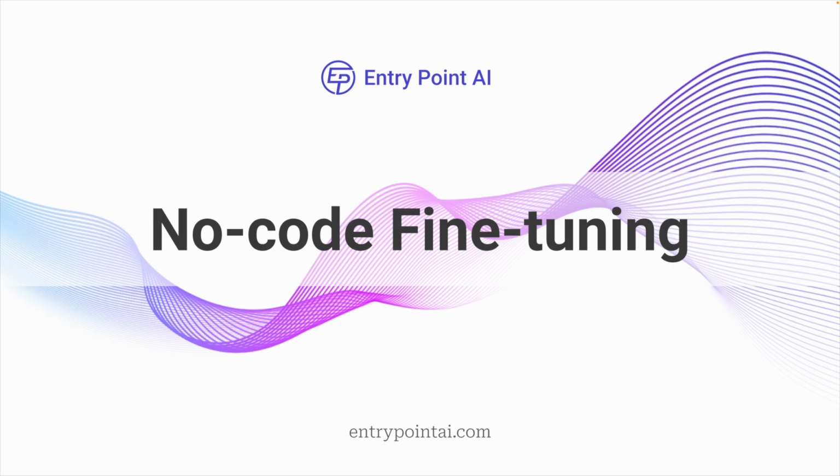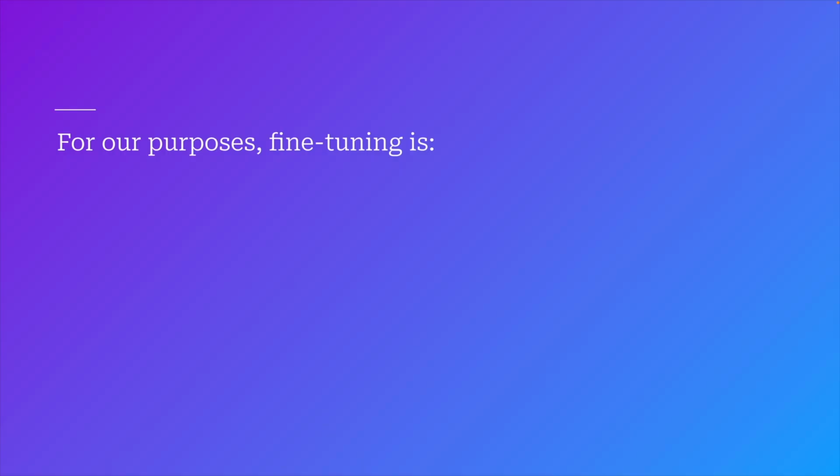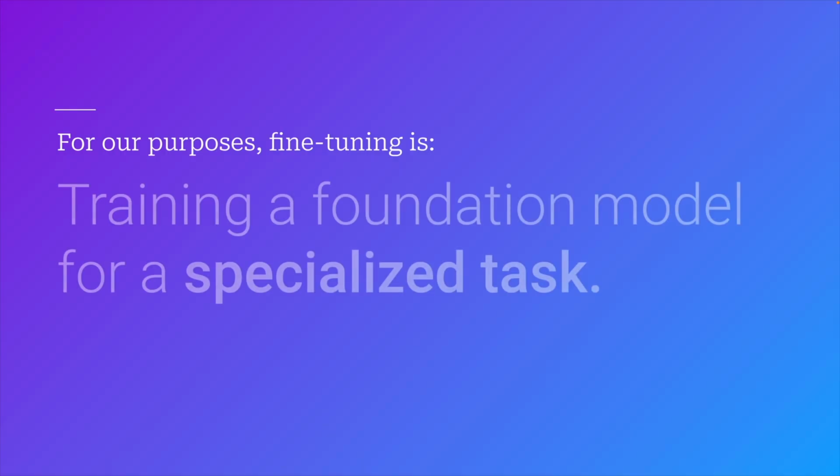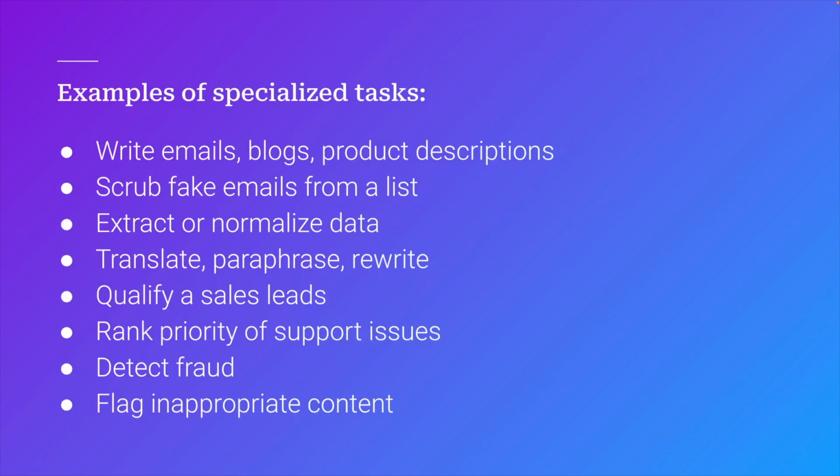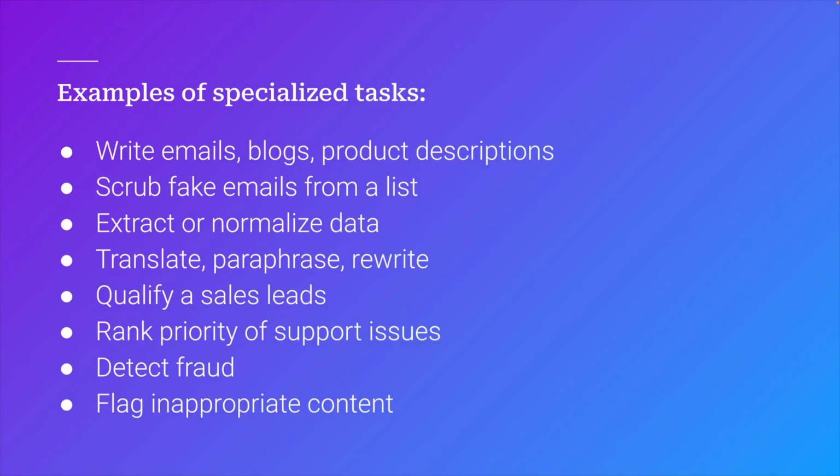So let's begin. For our purposes today, fine-tuning is training a foundation model for a specialized task. Some examples of these specialized tasks are writing any kind of copy, emails, blog articles, product descriptions. It could be scrubbing fake emails from a list, extracting or normalizing data, translating, paraphrasing, rewriting, qualifying a sales lead, ranking priority of support issues, detecting fraud, or flagging inappropriate content.